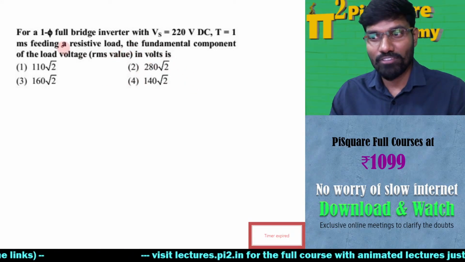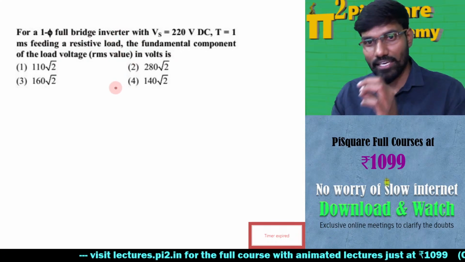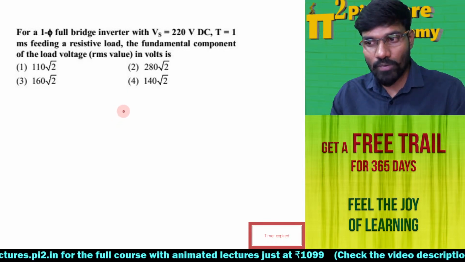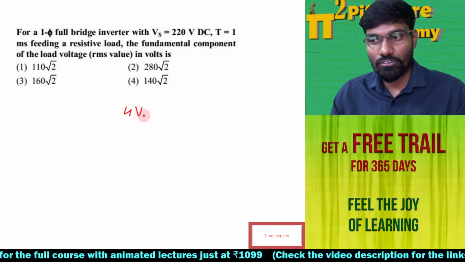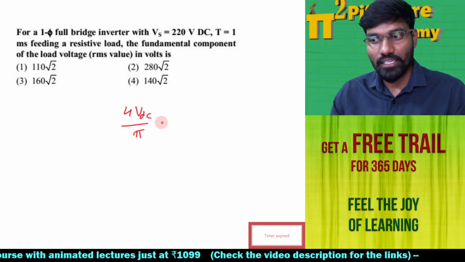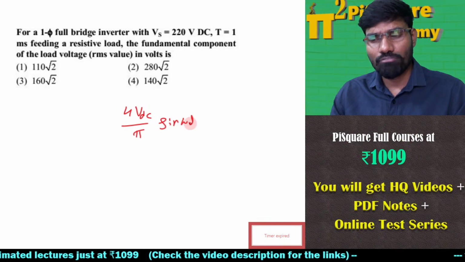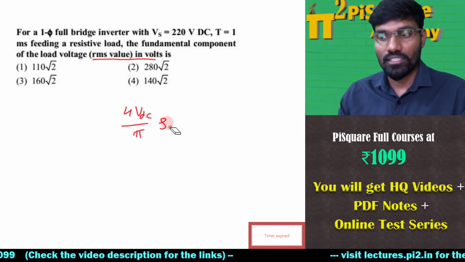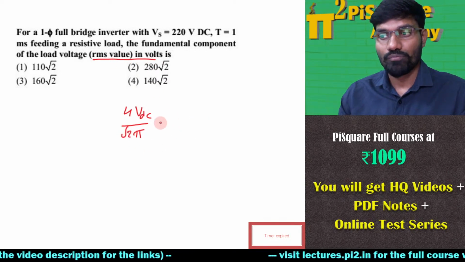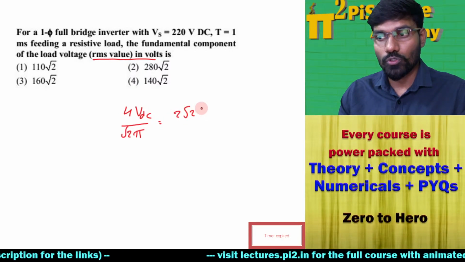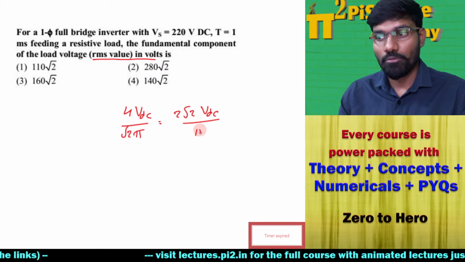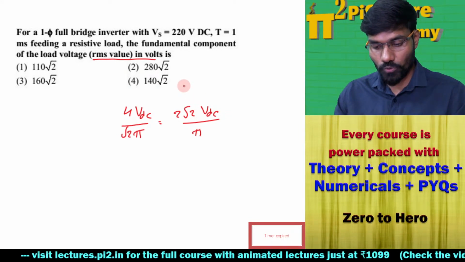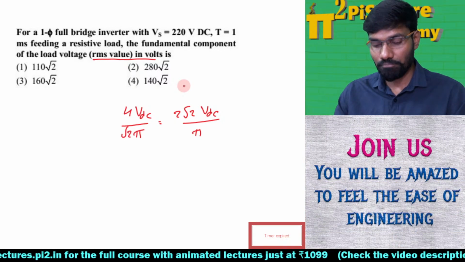I have already explained the formula for this full bridge inverter or H bridge. In the first question, the fundamental component formula was asked: 4 VDC by pi into sine omega t. That's the fundamental wave itself. Now it is asked for the RMS value only, so forget about this sine term and divide with root 2. That will give you 2 root 2 VDC by pi. 2 root 2 VDC is 220 by pi.